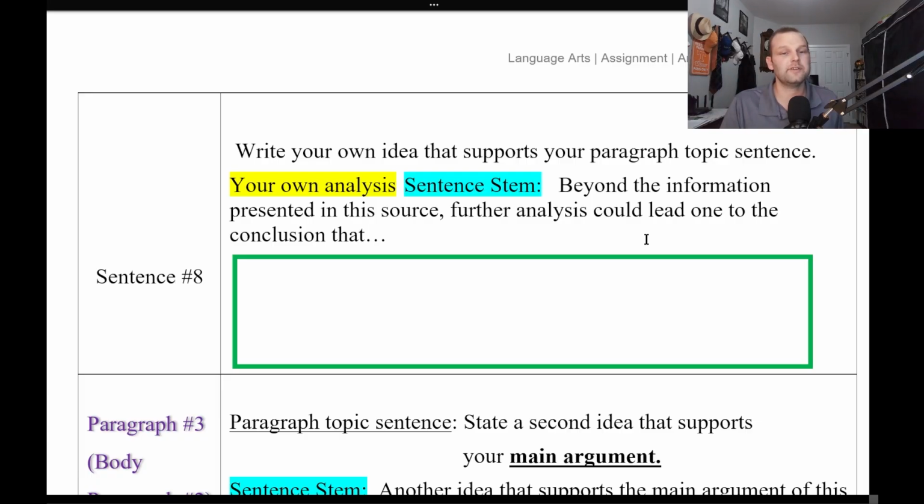And then you're moving on to your own analysis at the very end of your body paragraph. So, sentence starter: beyond the information presented in this source, further analysis could lead one to the conclusion that, or make an inference. What might the author believe that they did not explicitly or plainly state in the article?